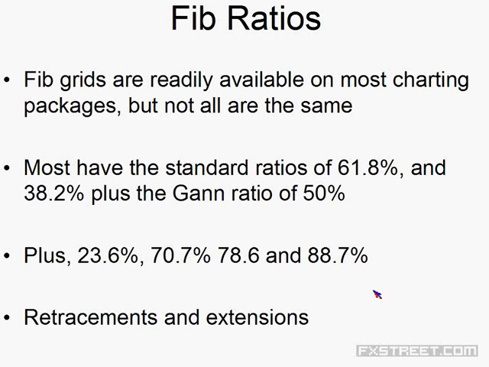So fib grids, fib ratios, standard ratios, 61.8, 38.2, plus of course 50%. I also use 23.6, 70.7, but most importantly 78.6 and 88.7. And I use these both with retracements, extensions, and also expansions, but the expansions aren't quite so important.